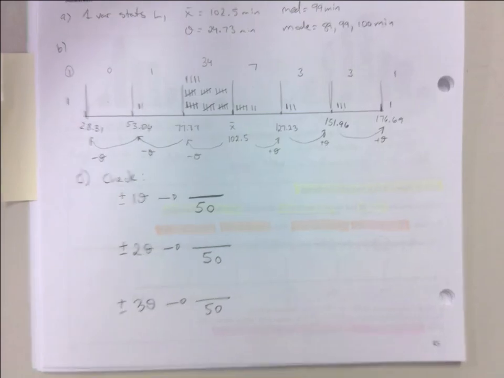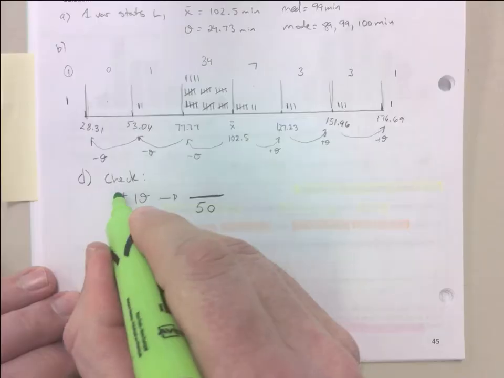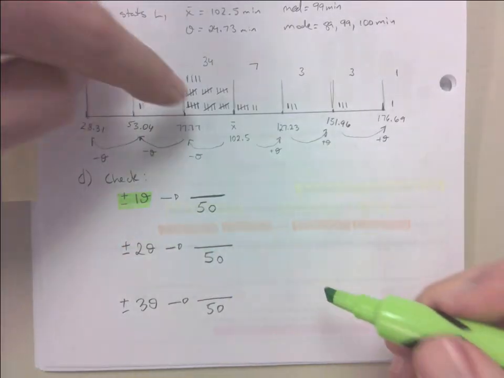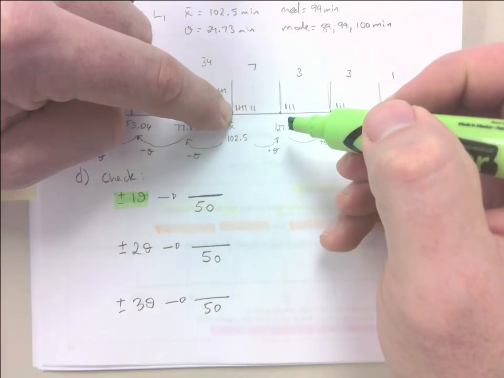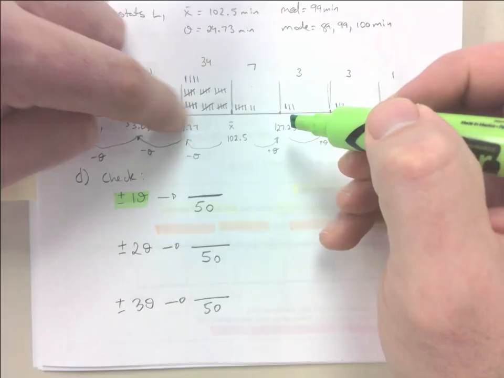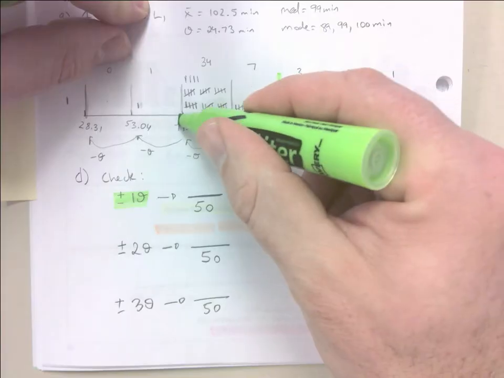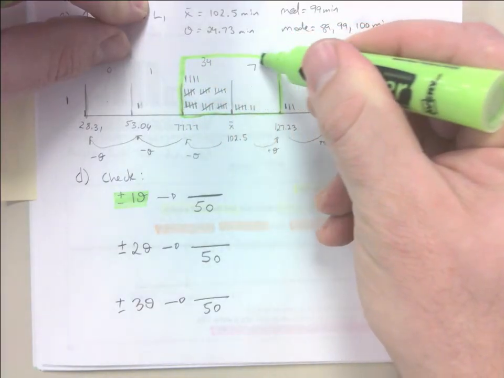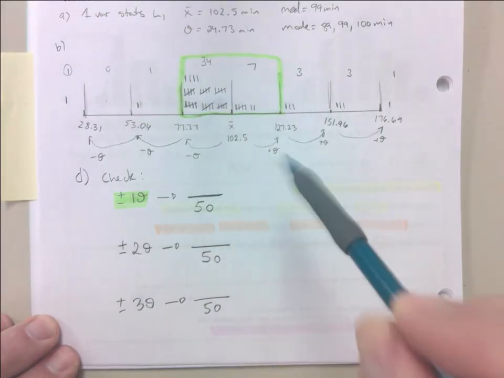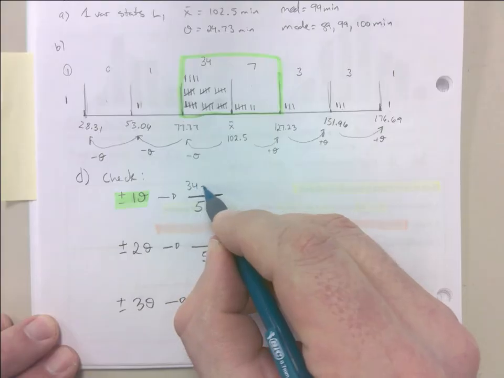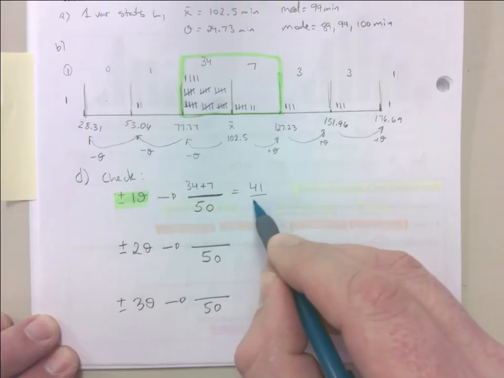I'm going to use some color here. 1 standard deviation. If this is your mean, then within one standard deviation, we would want to look for one to the left and one to the right. So we're actually interested in this chunk right here. Okay, so 34 and 7, we have 41 out of 50.